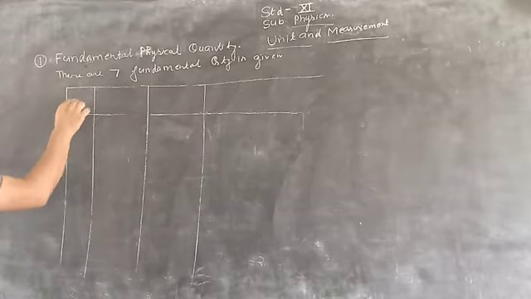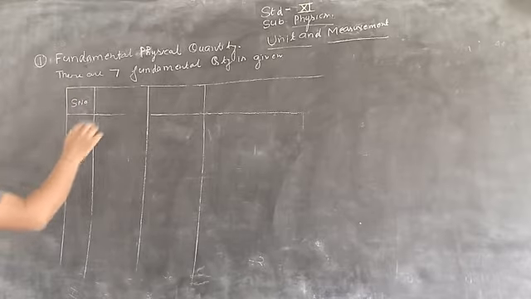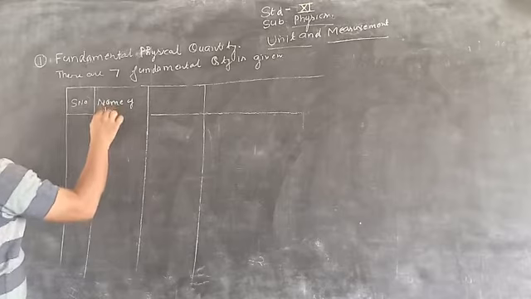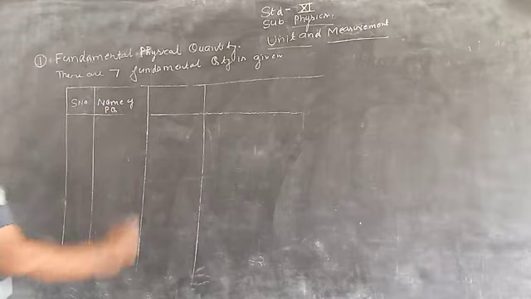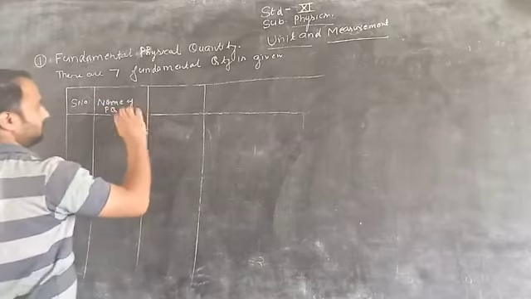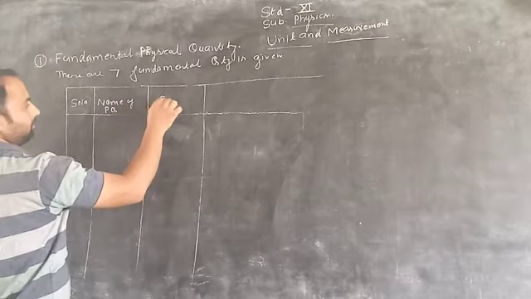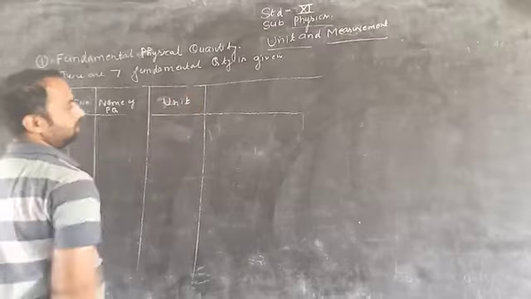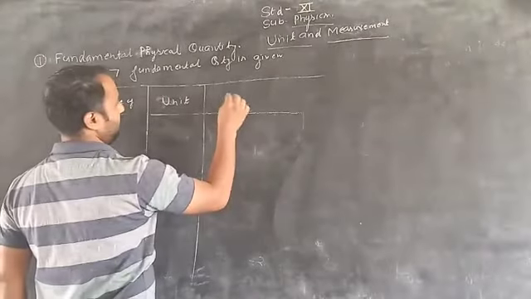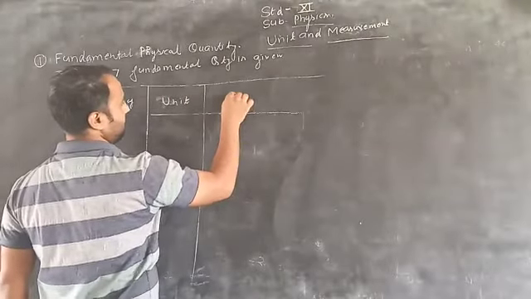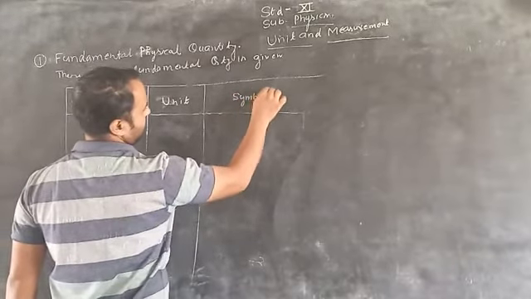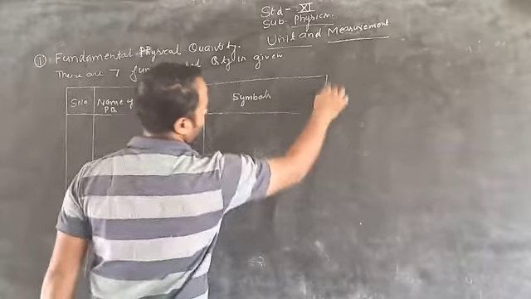Here is the serial number. Here is the name of the physical quantity. Here is the unit, and here the symbol.